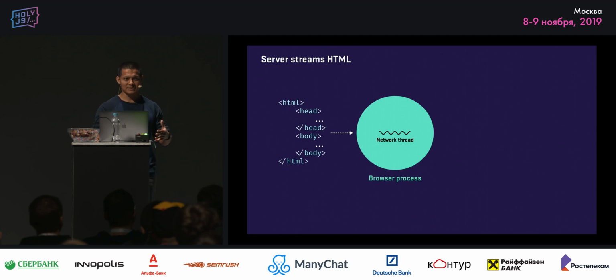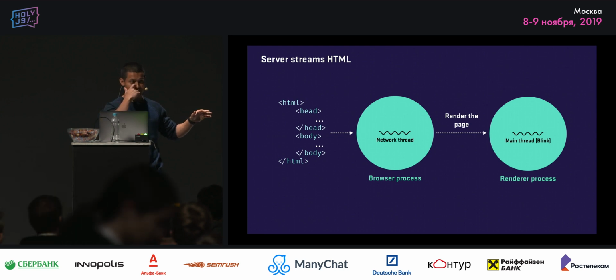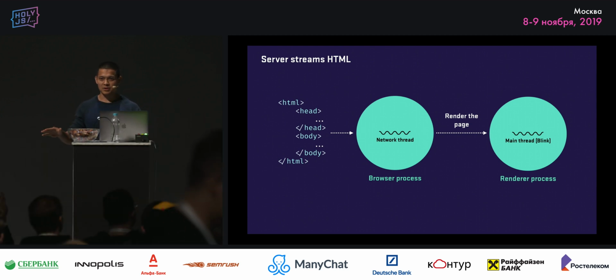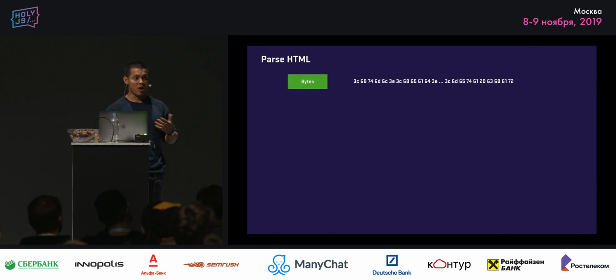So the browser process is going to create a new instance of the renderer process and ask it to render the page. And it's going to send all those raw bytes of HTML to the main thread within the renderer process, which is where Blink is running. Now we enter the Blink territory. This is where the real rendering happens. And the first stage of that pipeline is to parse the HTML.